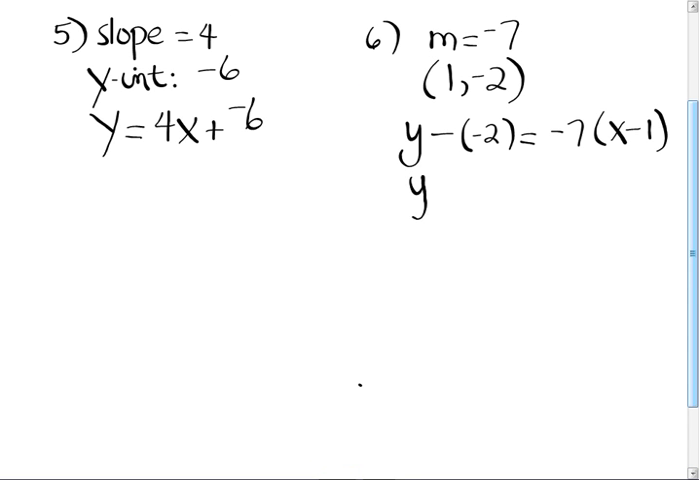This would be y. What happens to two negatives? Plus 2. Now, we haven't reviewed the distributive property, but we can. So this is y plus 2. Let's go ahead and distribute on the right side. If you were asked to put it in slope-intercept form, I usually don't ask you to do that, but that's okay.